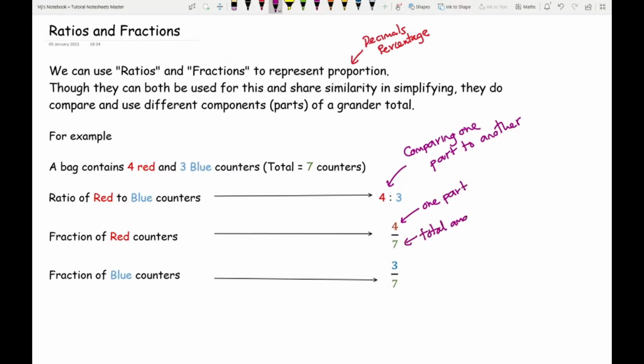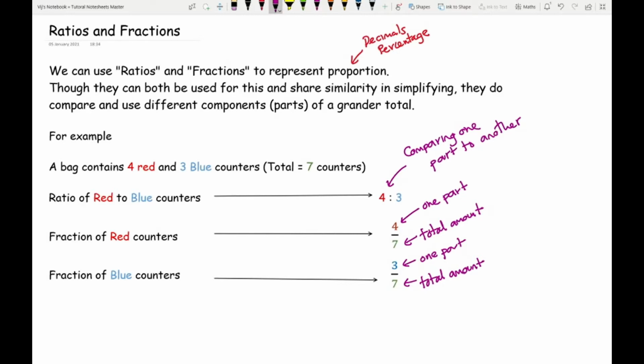So when we write things as a ratio, we compare one part to another, and when we write things as a fraction, we've got one part as the numerator and the total amount as the denominator. Again here the fraction of blue counters is 3/7, because we've got 3 blue counters and a total of 7. Both can be used for proportion, but they use different components of the total.